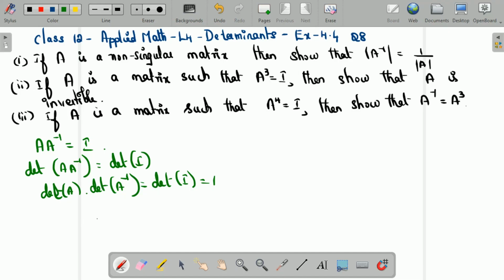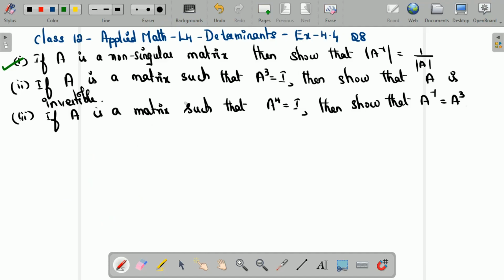So this means determinant of A inverse is going to be equal to 1 divided by determinant of A. So if we write it in symbols, determinant of A inverse is equal to 1 divided by determinant of A. So the first one is done. Now let's take up the second one.